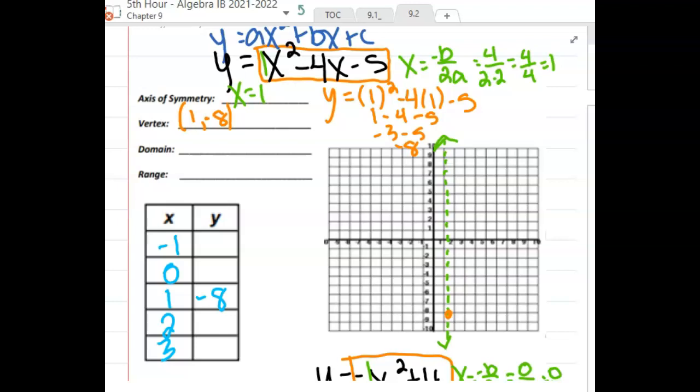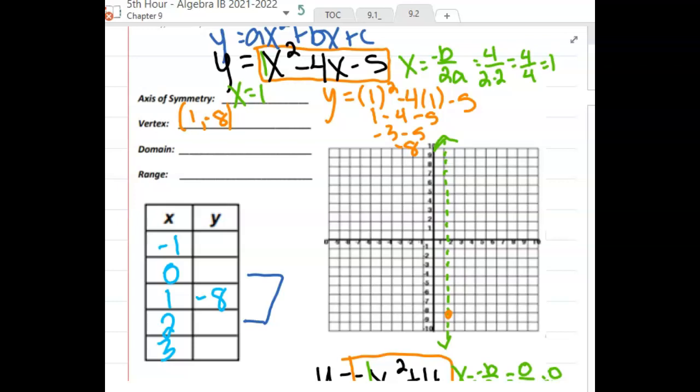So I can already tell that if you start at your vertex and go 1 step to the right and then 1 step to the left, you're going to get the same thing. You don't have to plug in both 0 and 2. I promise you're going to get the same thing. So if I were you, I would probably plug in 0, because 0 is super easy to work with.